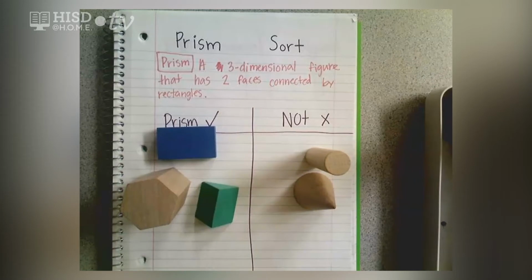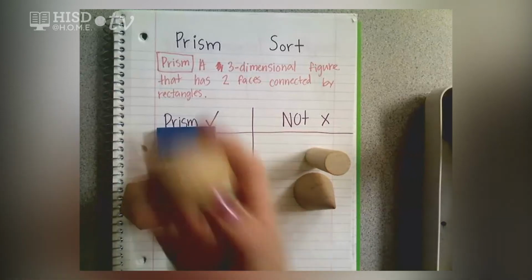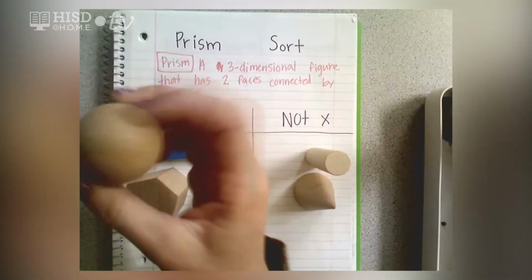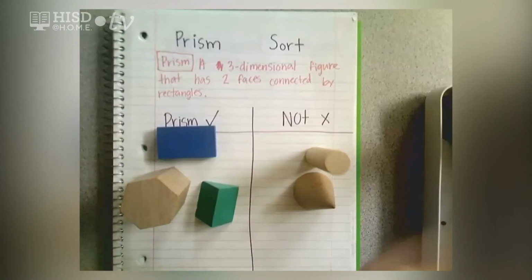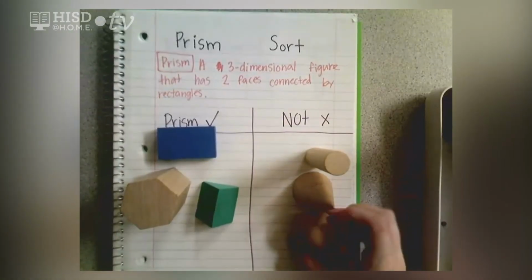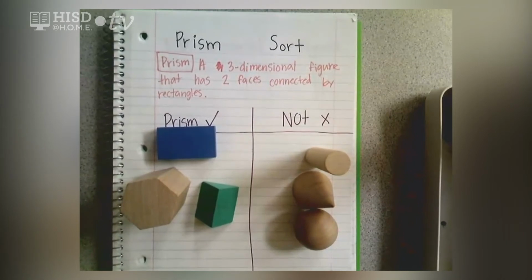Let's look at two more. I have this shape. It looks like a ball. It's called a sphere. There's nothing connecting anything together. It's just one curved surface. So it's not a prism.